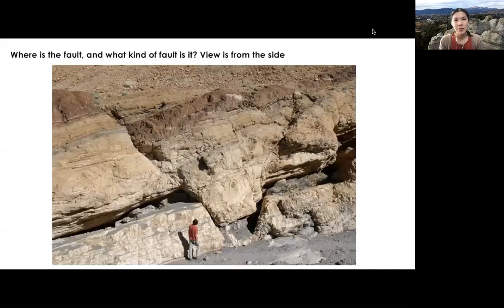Okay, we'll do another one of these. This time we're zooming in a little bit with scale. So now we're definitely not looking at something that could be plate tectonic in scale, but it's probably some faulting that's occurring within one plate. So even though the plates seem like they're rigid bodies, there is still some deformation going on within each plate. Okay, so same question. Where is the fault and what kind of fault is this? And now we're looking from the side.